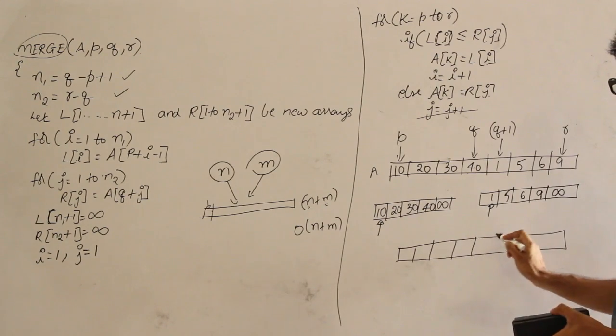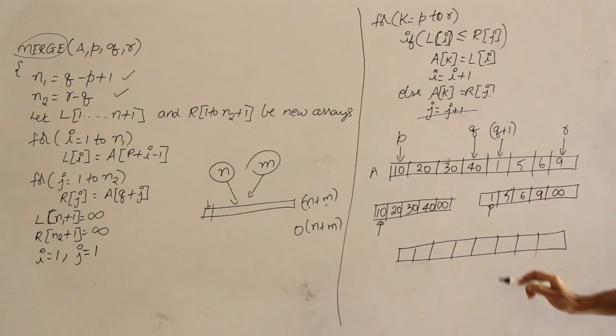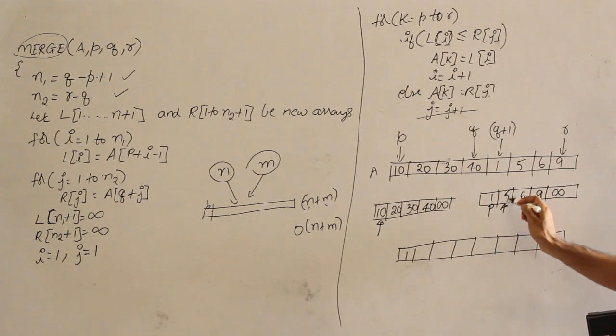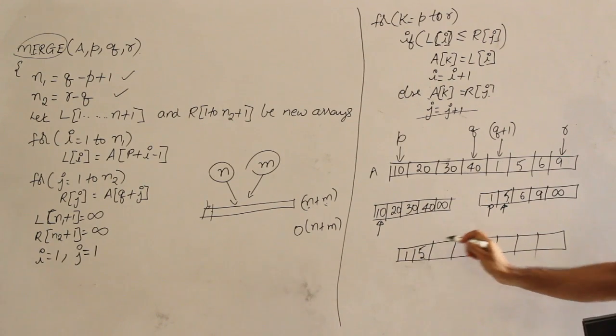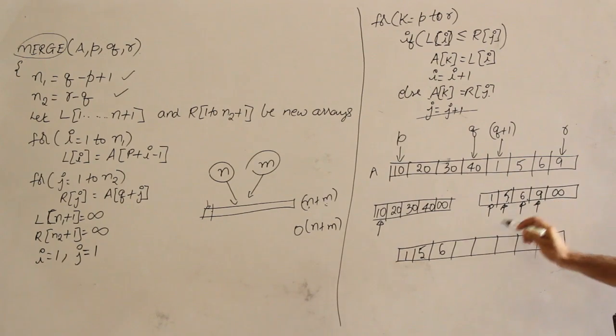1, 2, 3, 4, 5, 6, 7, array A itself. Whichever is lesser I am going to write here. Which is lesser? 1, right? And which is less? Now 1 will be incremented, and now which is lesser? 5. This will be incremented. Which is lesser? 6. This will be incremented. Which is lesser? 9. This will be incremented, right?